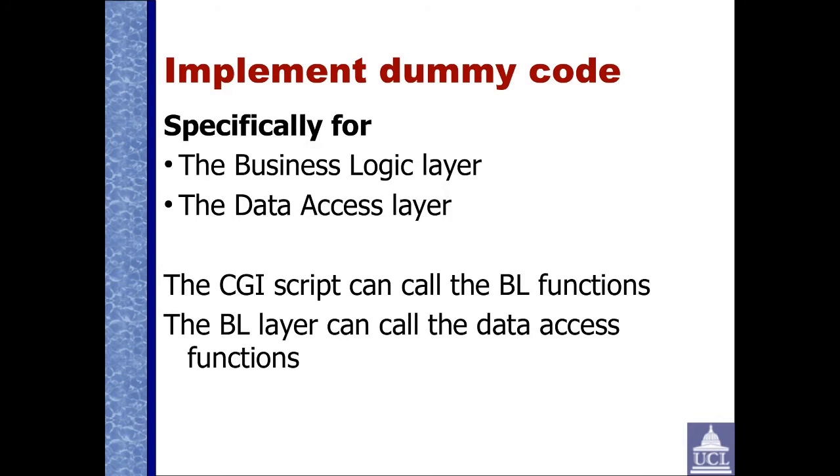When you've done that, you would implement the dummy code specifically for the business logic layer and data access layer. And that means that as soon as you've done that, the CGI script can call the business logic layer functions. And similarly, the business logic layer can call the data access functions, even though they are not doing anything real, but they are returning data in the correct format.